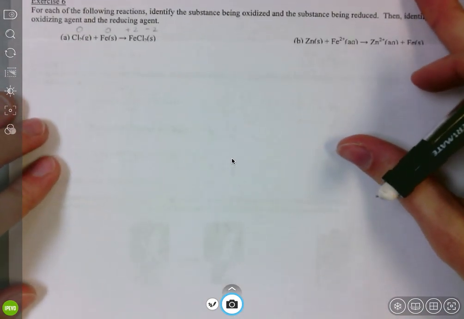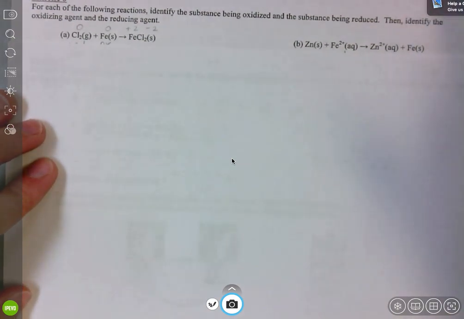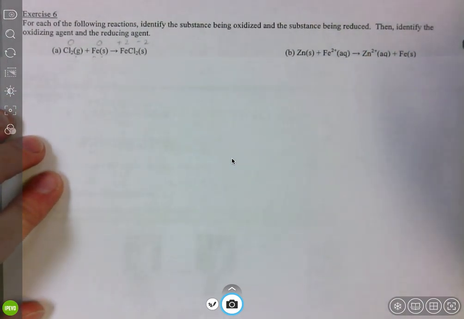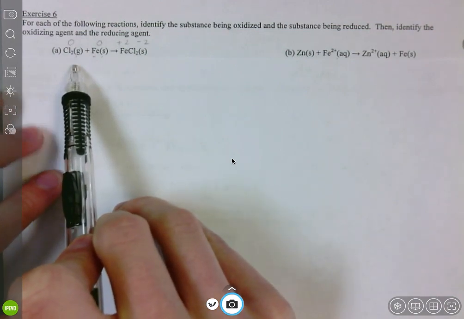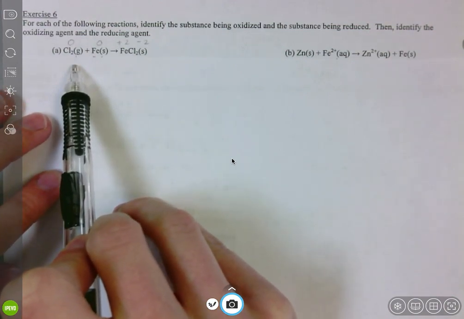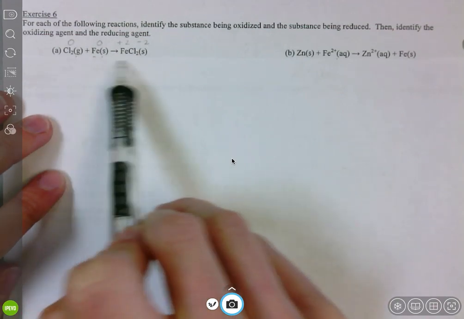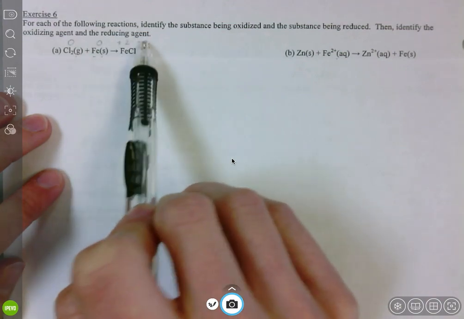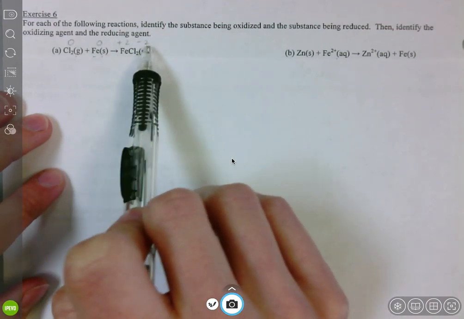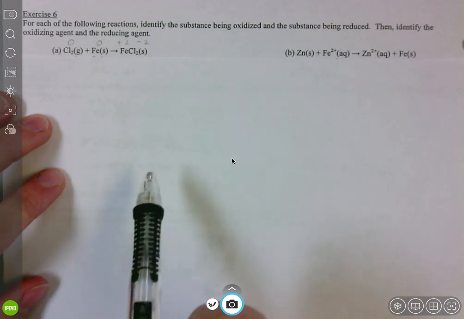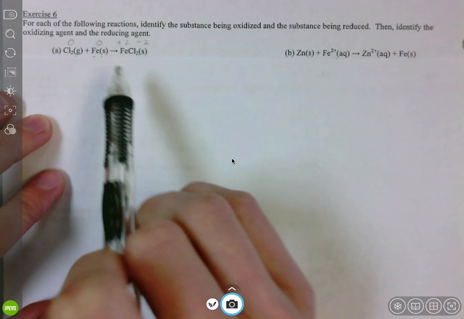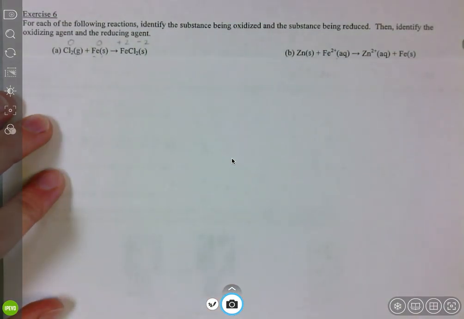For each of the following reactions, identify the substance being oxidized and the substance being reduced. Then identify the oxidizing agent and reducing agent. The first thing we need to do is figure out the charges on our atoms here, and we're going to compare them in our reactants to our products. We need to look at our products to figure out if we're gaining or losing electrons, but if we're talking about oxidizing, reduced, whatever, we're really just talking about our reactants.